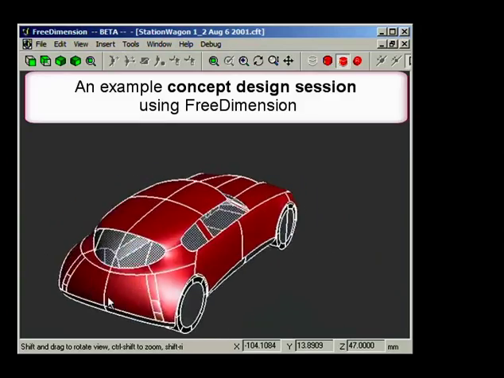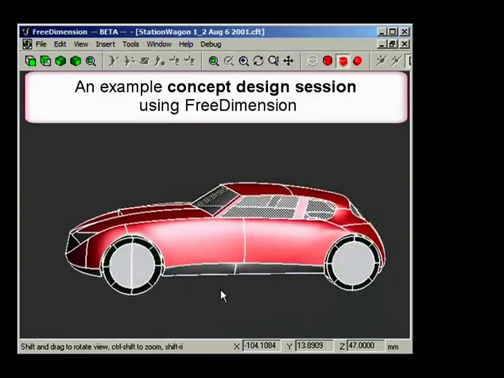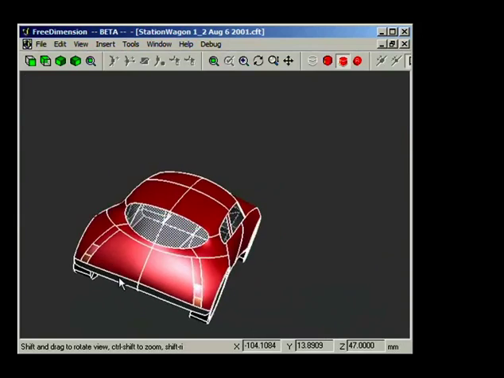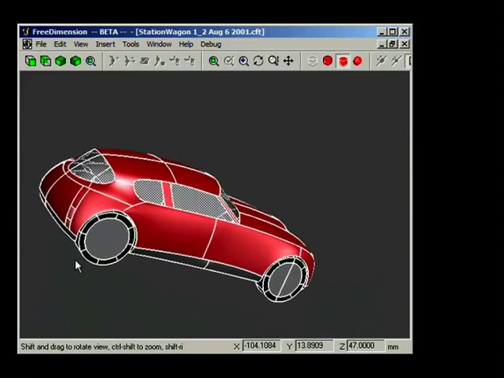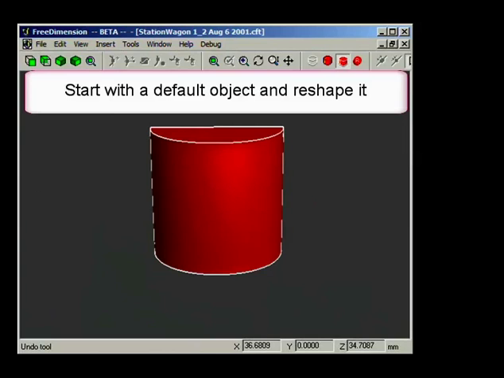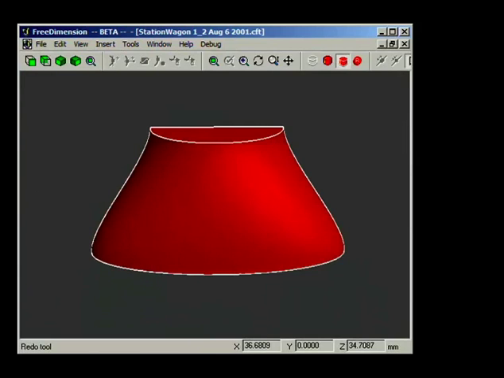In this video, you will see the interactive freehand creation of the Honda concept wagon you see here. It was done using the award-winning product Free Dimension. The designer begins by reshaping the starting half cylinder.